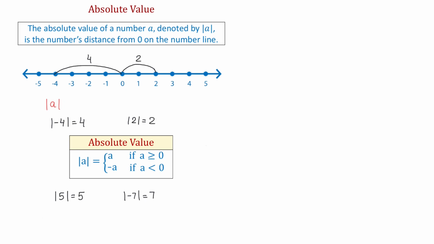Now let's see the properties. The first one is, for any real number a, the absolute value of a is greater than or equal to 0. So again, the absolute value is never negative. The next one: the absolute value of a equals the absolute value of -a. For example, the absolute value of 4 is the same as the absolute value of -4.